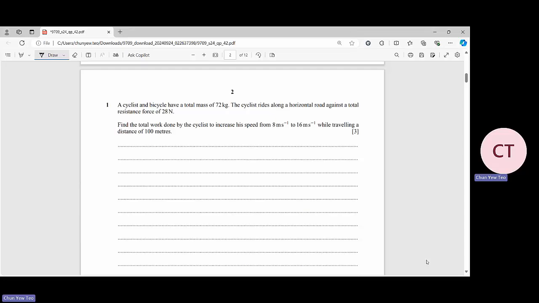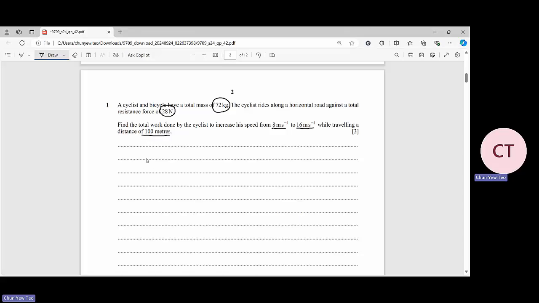A cyclist and bicycle have a total mass of 72 kg. The cyclist rides along the horizontal road against the total resistance of 24 Newton. Find the total work done by the cyclist to increase his speed from 8 meter per second to 16 meter per second while traveling the distance of 100 meter.